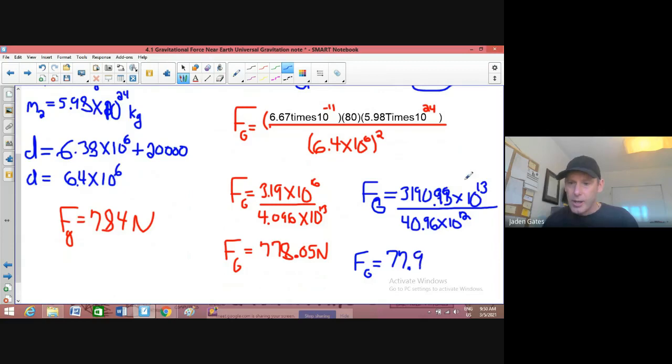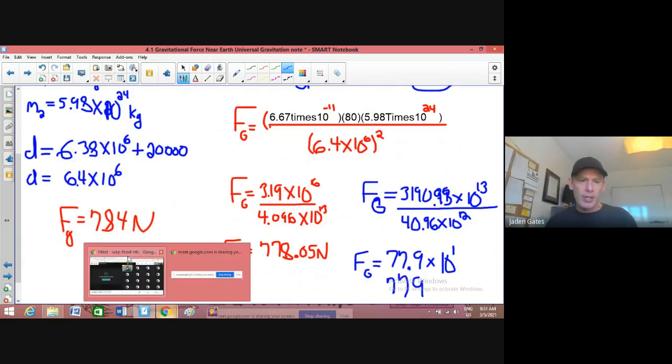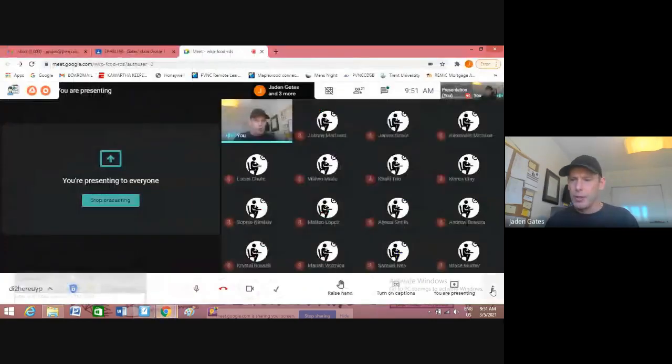And I get 77.9. But then I have my powers. Using my power rule, I have a power divided by a power, so I keep the base the same and subtract the exponents. 13 minus 12 is 1. So basically I times by 10 and I would get 779 instead. So there's just two ways of showing you how to do it. Again, like I said, the calculator is the big issue on that formula.